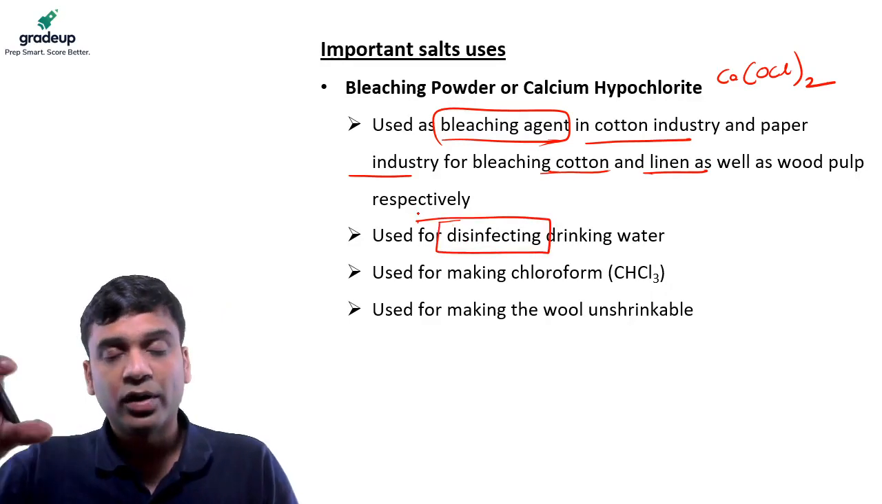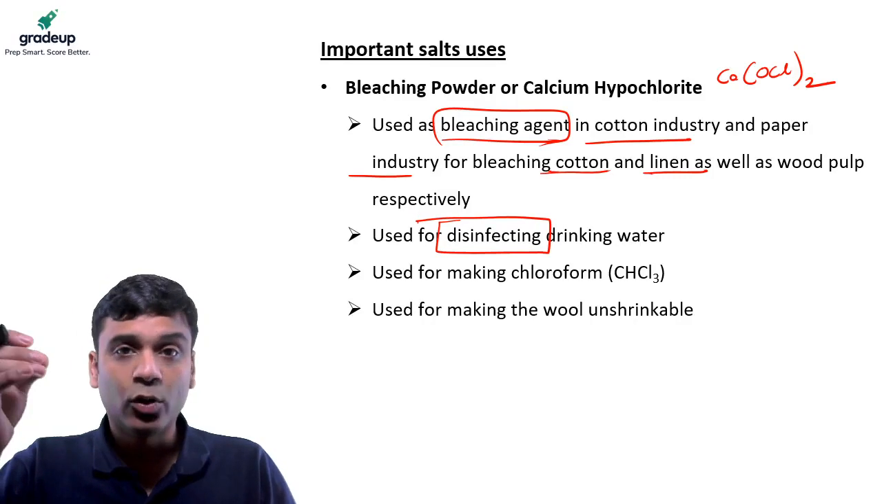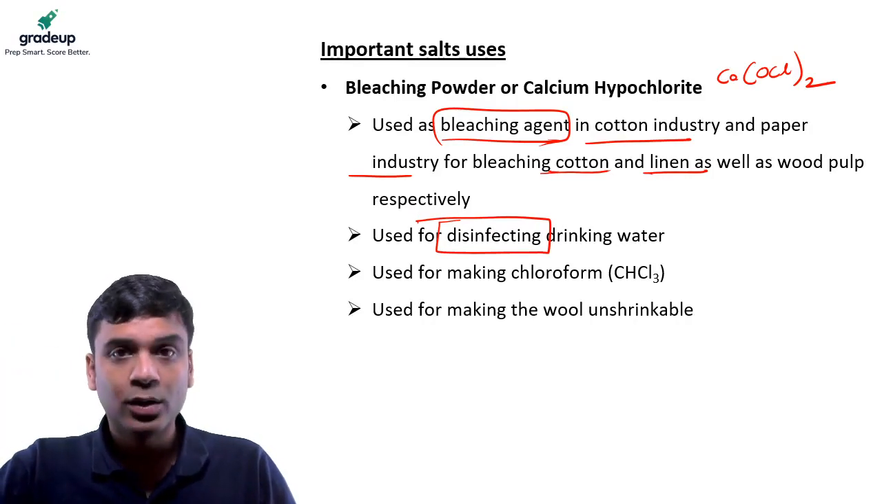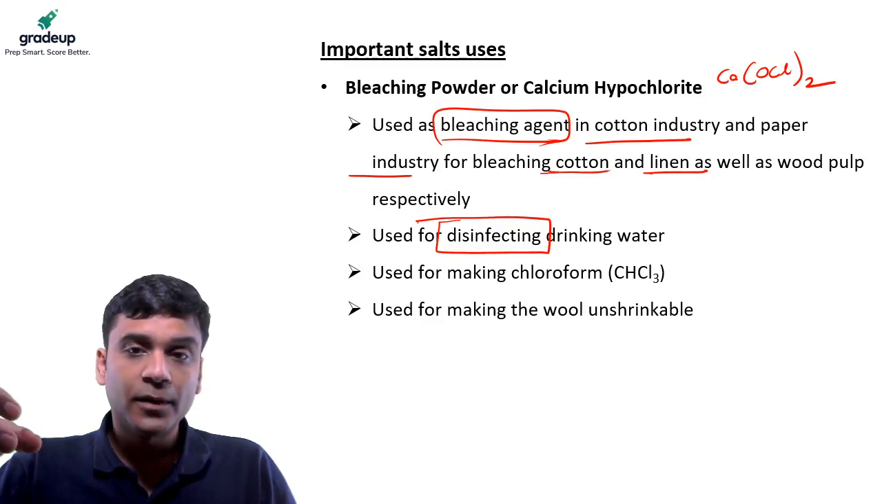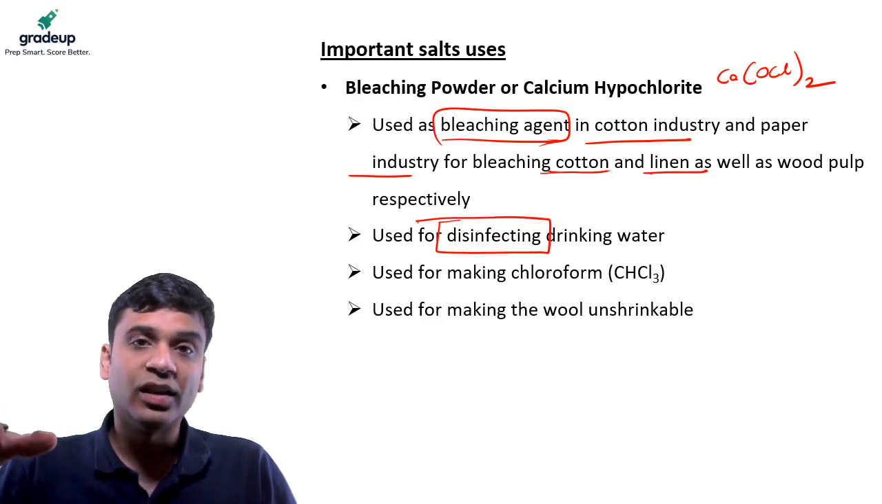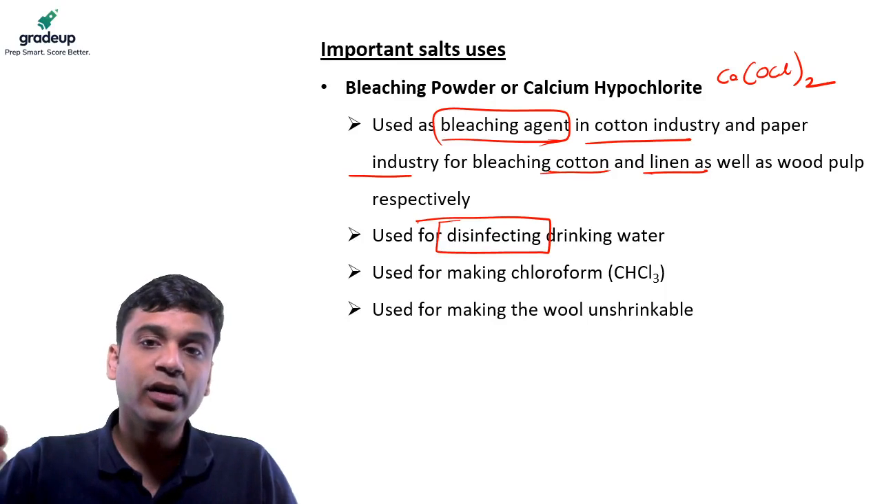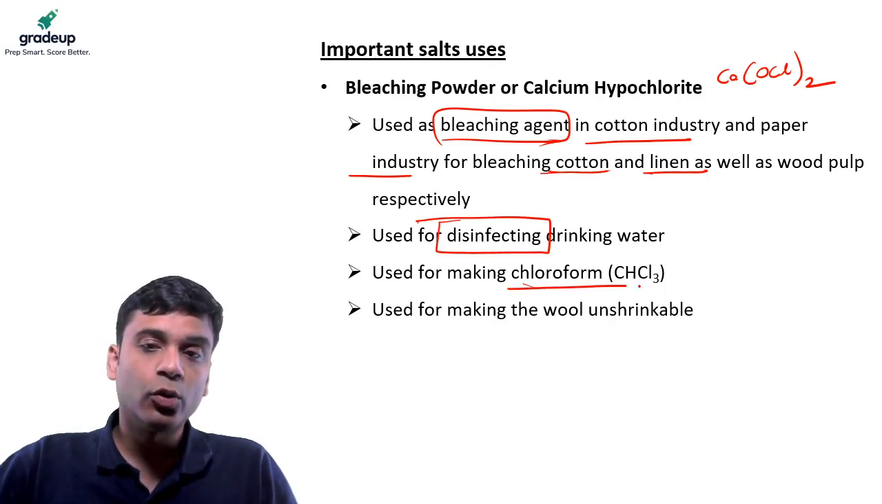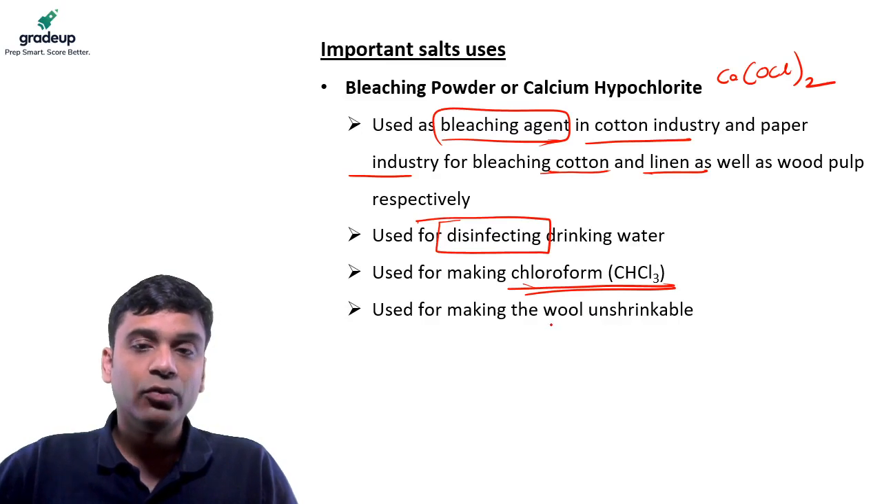In sewage treatment, they add a lot of chlorine. And for example, in swimming pools they add bleaching powder because it will disinfect that water. And it is also used in production of chloroform. And it makes wool unshrinkable.